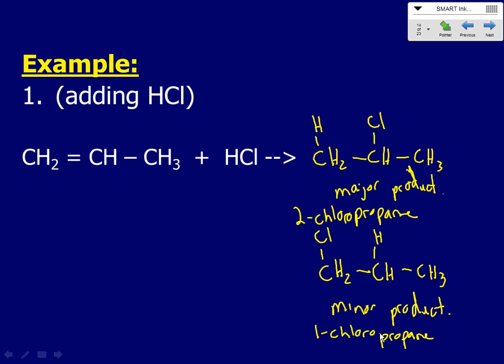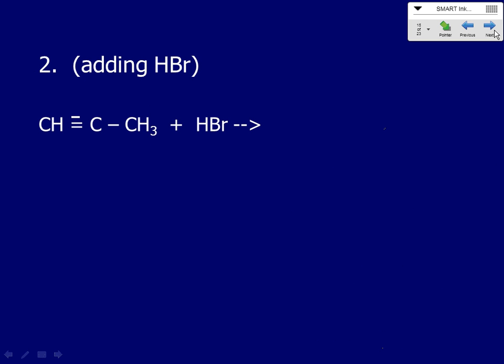1-chloropropane. Okay? So Markovnikov's rule predicts the major product. That's not to say that the other one isn't made. It isn't made in the same amount. And again, 2 of them will be added.